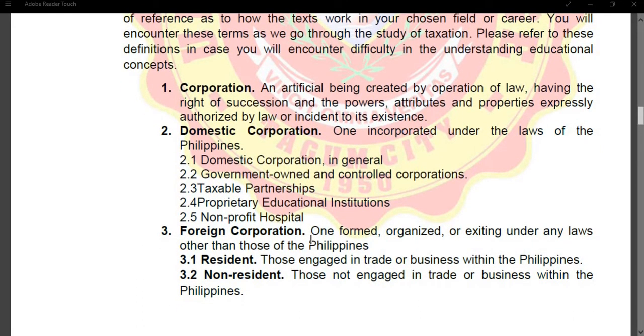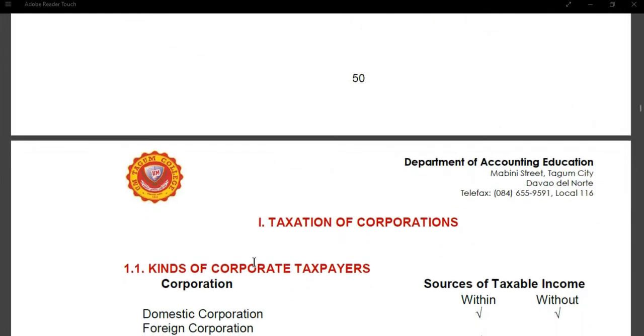Next type is the foreign corporation. By residual definition, those corporations that are not incorporated under the laws of the Philippines are considered foreign corporation. And foreign corporation is further classified into two: the resident and non-resident foreign corporation. A resident foreign corporation is one engaged in trade or business within the Philippines, while a non-resident foreign corporation is one not engaged in trade or business within the Philippines.